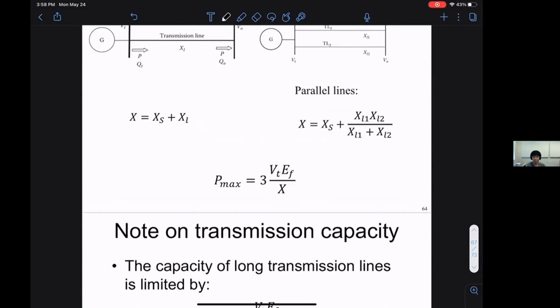So when you design transmission lines, there are actually a lot of practical issues going into transmission lines. But they're limited by the maximum power and also limited by the heat they generate on the lines. Any questions about synchronous generators?